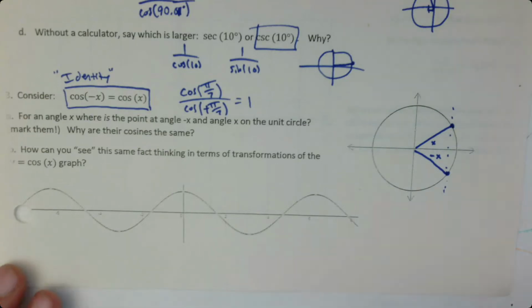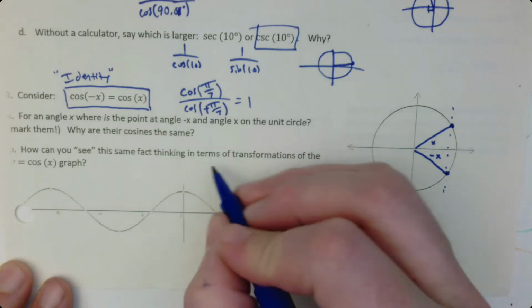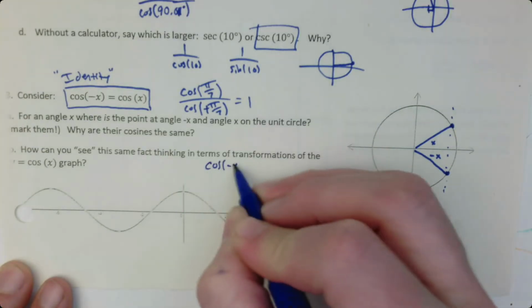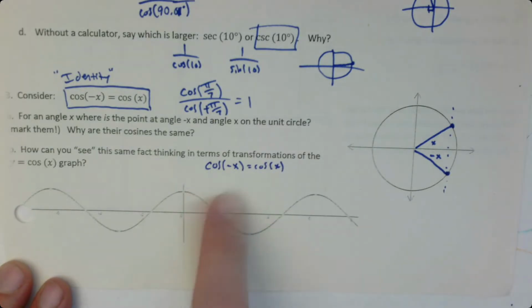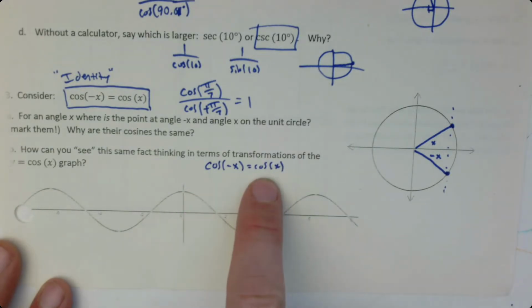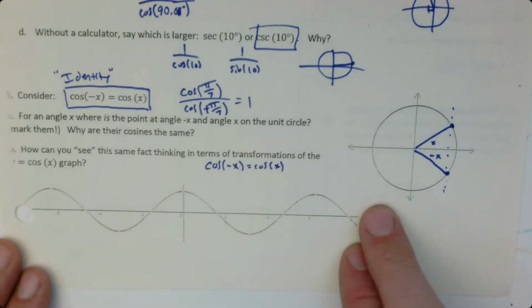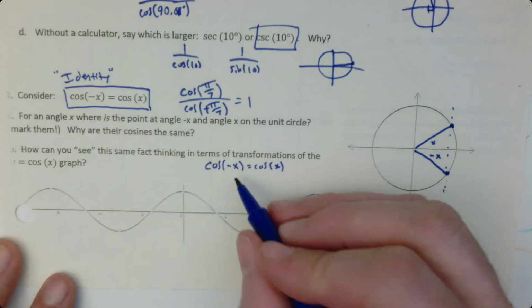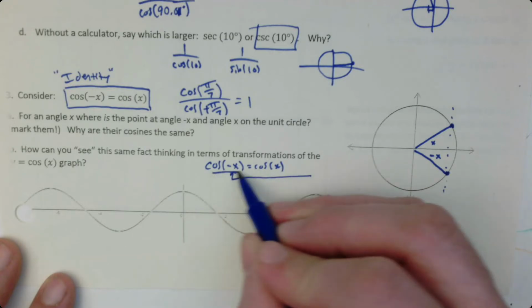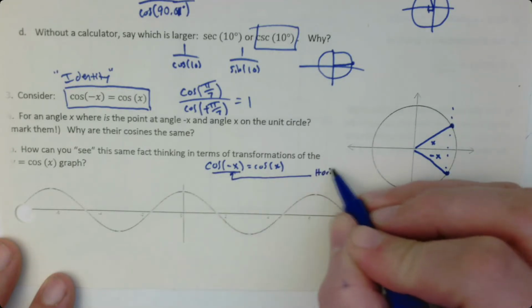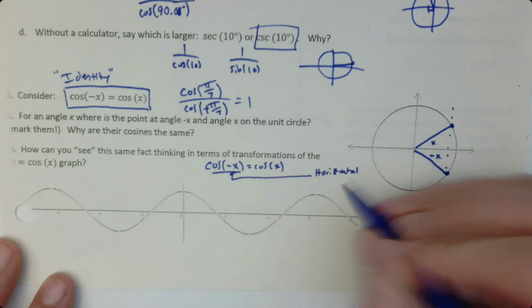Another way of thinking about this, let's rewrite it here. So cosine of opposite x equals cosine x. Let's think about it in terms of transformations of the graph y equals cosine x. Here is the graph, y equals cosine x. And if you remember what opposite x means, horizontal reflection.